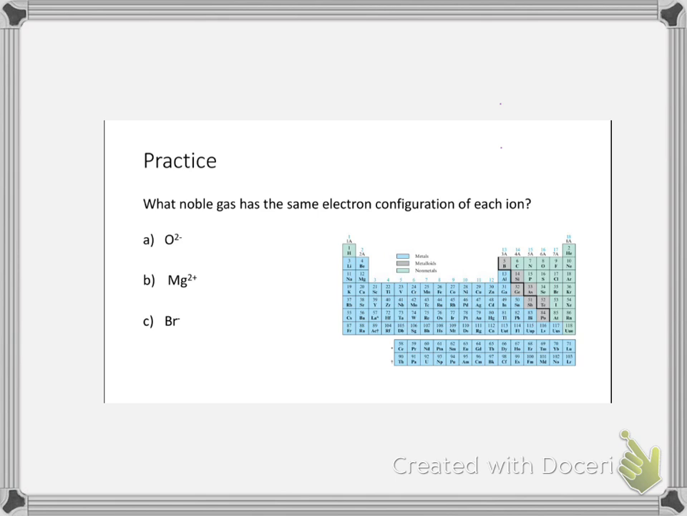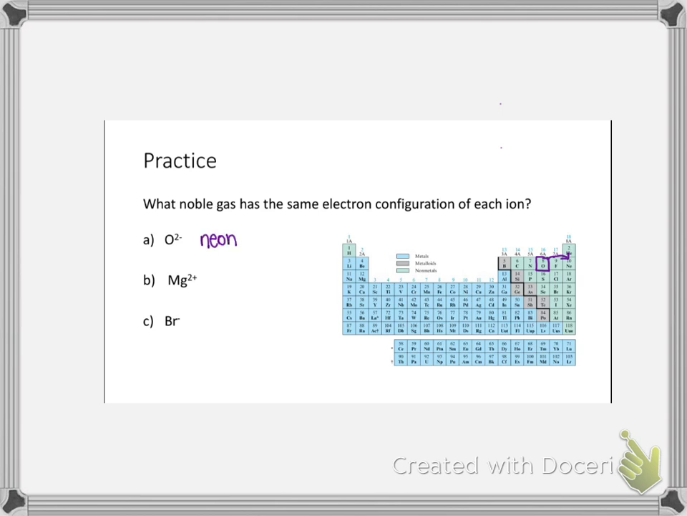I see that it's oxygen, so oxygen is right here. And it has gained 2 electrons. I know that because it has a 2 negative charge, and negative charge comes from gaining electrons. So oxygen with 8 electrons, if it gains 2, then it would have 10 electrons, the same as neon. So the noble gas that would have the same electron configuration as the oxide is neon.